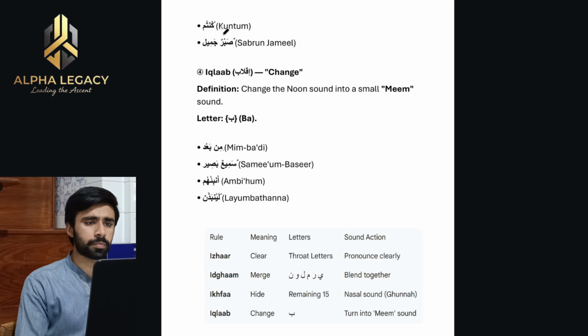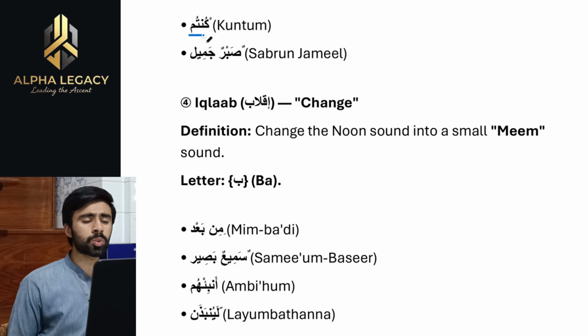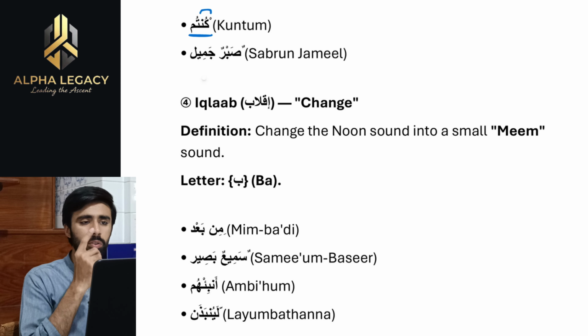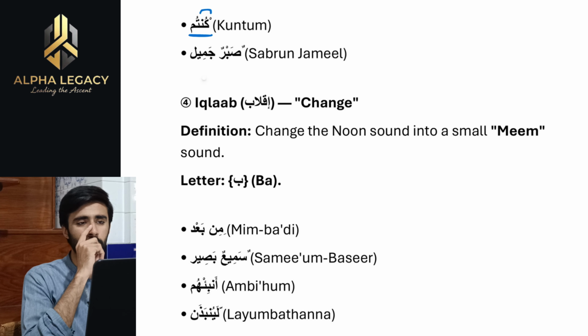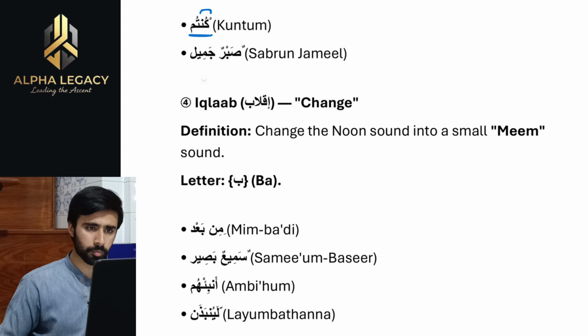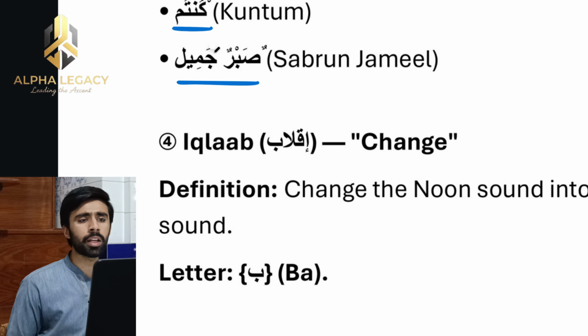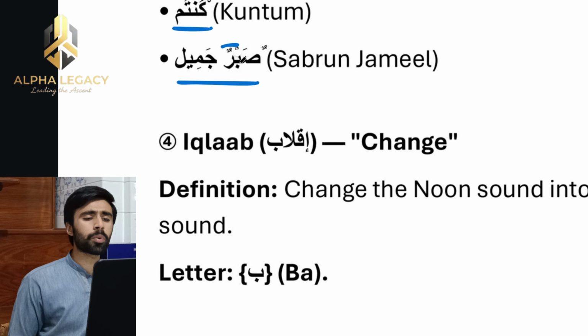The third example is kuntum. You have to feel when you put your finger on your nose and pronounce this word like kuntum. During the pronunciation of this word, you can feel the sound is going into your nose. Kuntum. The fourth example is sabrun. Here the ra is followed by the tanween, which is double damma. So you can pronounce it like sabrun.